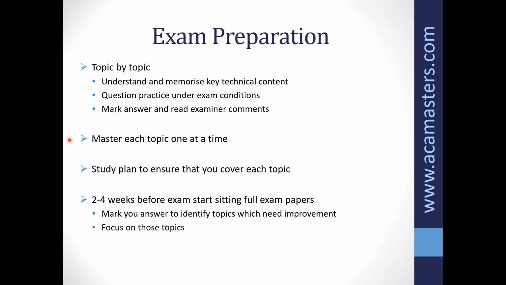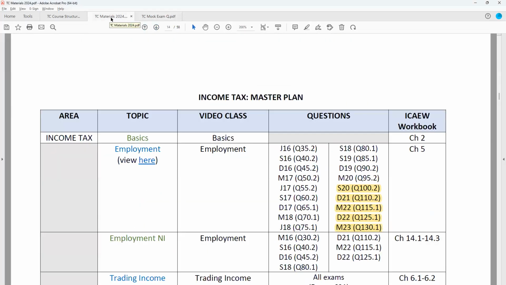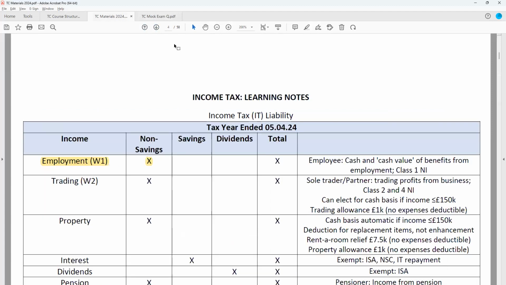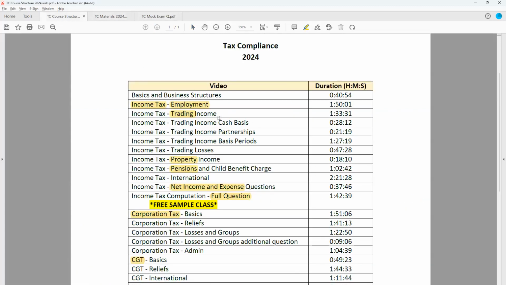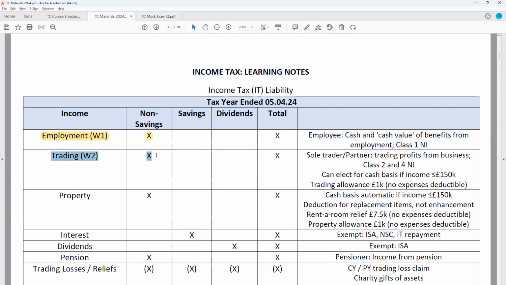And this will just really enable you to master each topic one at a time. You can then move on to the next topic. So you can then move on to trading income, looking at unincorporated businesses. So that would be the next area to cover. So you again appreciate how trading income is taxed.